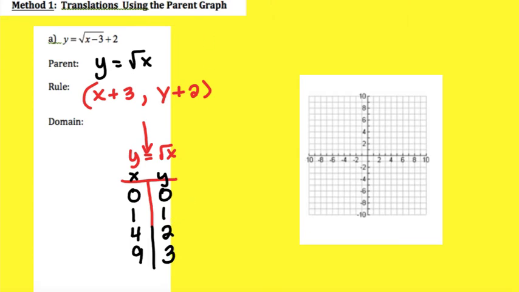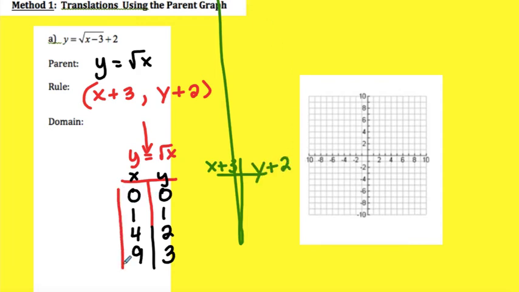All right, now we're going to make a new table applying the rule to the parent graph. So in this case, we would have x plus 3 and then y plus 2. And all we're going to do is to all of these x's, we're going to add 3. So 0 plus 3 gives me 3, 1 plus 3 gives me 4, 4 plus 3 gives me 7, and 9 plus 3 gives me 12.